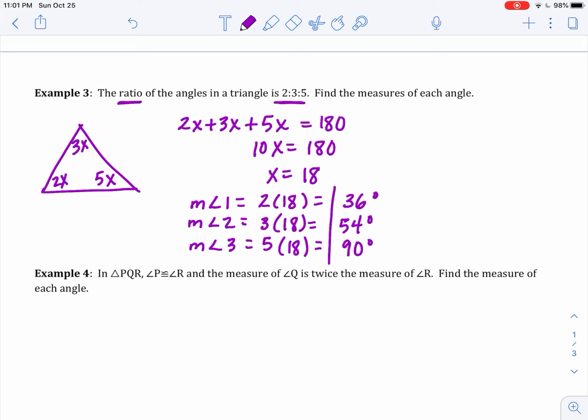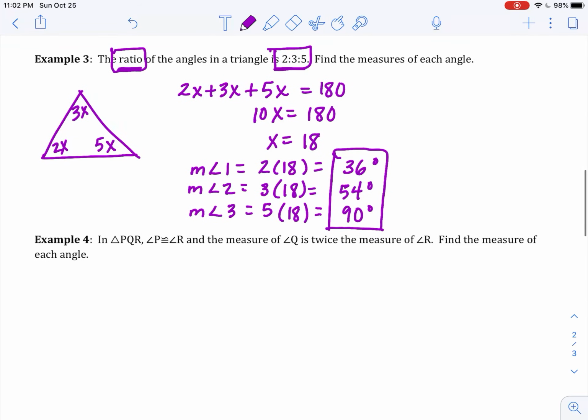And if you added up a 36, a 54, and a 90, you would get 180 degrees, which would make sense because all the angles in our triangle are supposed to add to 180. All right? So anytime you see a ratio problem, you take that ratio and put x's next to all the numbers, and that will help you figure out, well, in this case it's a triangle, but we could have done that with other things. We could have done that with complementary angles, supplementary angles.